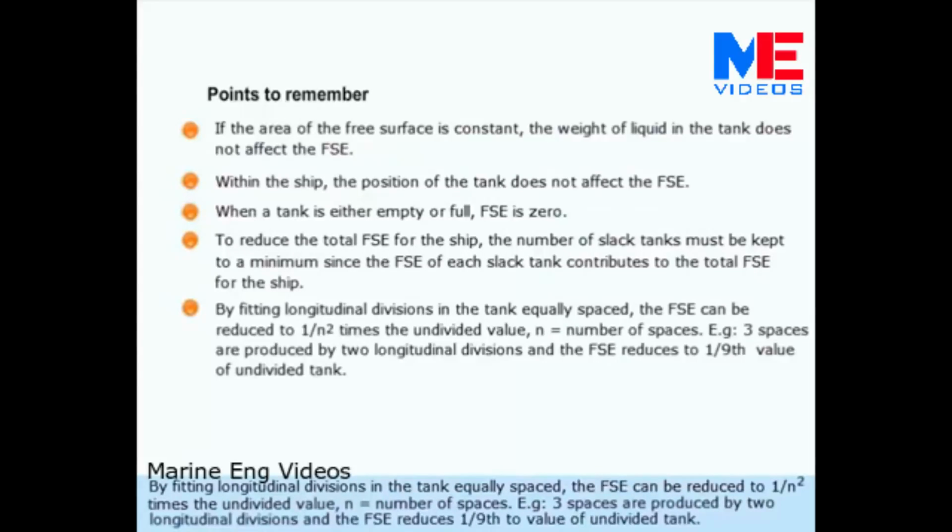By fitting longitudinal divisions in the tank equally spaced, the FSC can be reduced to 1 by n squared times the undivided value, where n is the number of spaces. Example, 3 spaces are produced by 2 longitudinal divisions, and the FSC reduces to 1 by 9th value of the undivided tank.